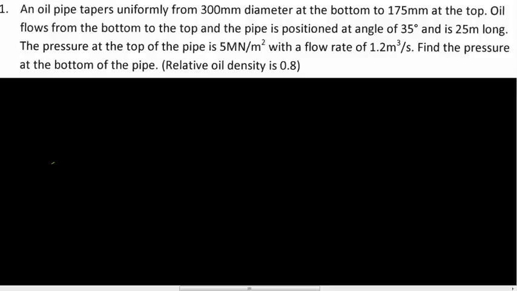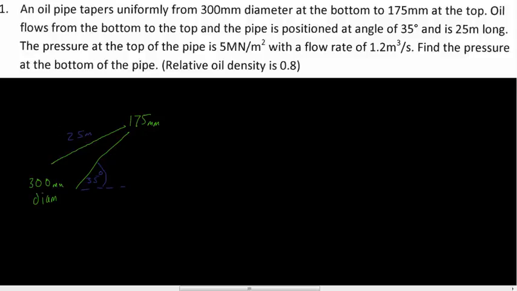Okay, so what we have here is something like this. We have a pipe that tapers with 300 mil diameter here on this end and 175 millimeters at the top. We know that the pipe is 25 meters long and positioned at an angle of 35 degrees.